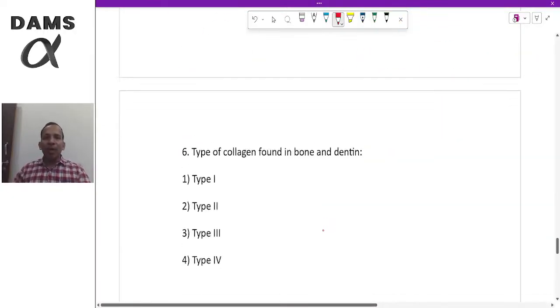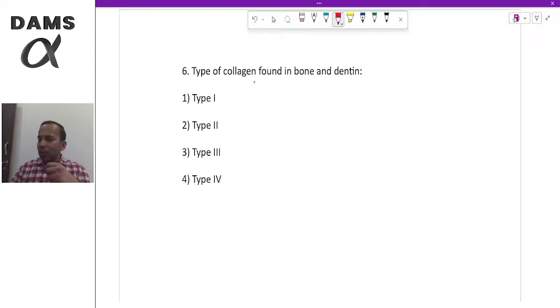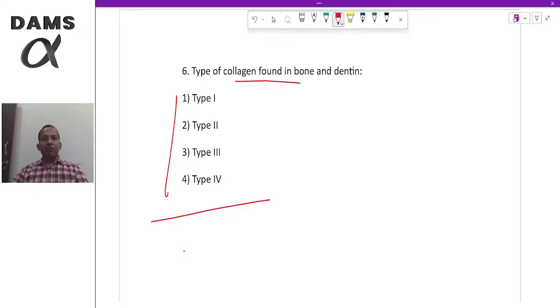So let's go to the last question. Type of collagen found in bone and dentine. So which collagen is primarily found in bone and dentine? Now the question implies, or maybe when you read this question for the first time, you might think that it is just generally asking about the collagen fibers. But since we have all these different fibers and there is no other option which is grouping these fibers, we cannot assume that it is asking about all the fibers that are present. We have to assume that this question is implying about the primary fiber that is present in these hard tissues, isn't it?